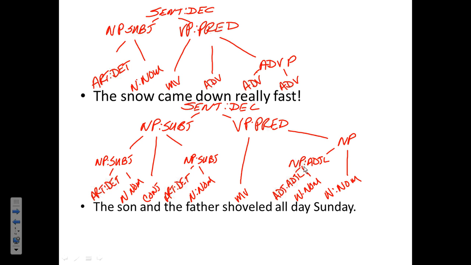All day is a noun phrase that is adjectival because it's describing Sunday, which is a noun, and so it goes into its own noun phrase. All day Sunday is a noun phrase that goes over here, and then the subject and the predicate combine to make a declarative sentence because it is a statement.